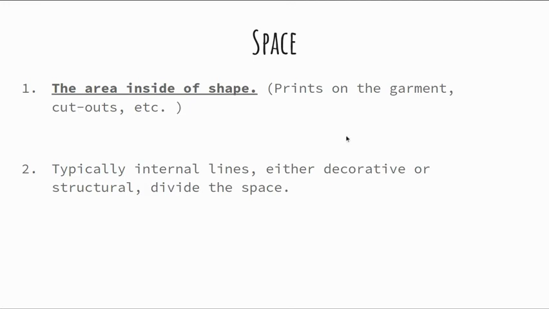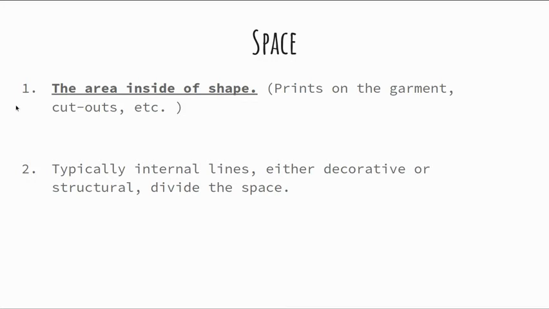Space is very easy to define, but it's very easy to get confused because people think that it's supposed to be more challenging and more difficult to think about than what it truly is. When we talk about space, we're talking about anything inside of a shape. So that would be like the prints on a garment. If you had cutouts, or if you had distressed pants with holes in them, that would be space. And the distressed pants would be an example of negative space because we've taken something out.